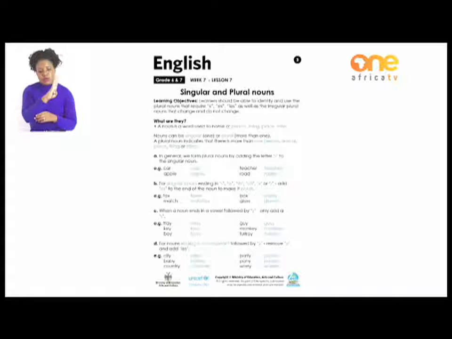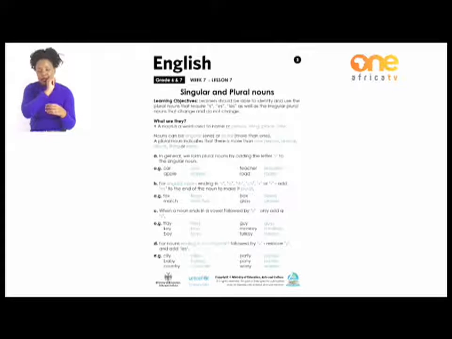When a noun ends in a vowel followed by Y, only add S. For example, 1 tray, 2 trays, 1 key, 2 keys, boy, boys, 1 guy, 3 guys, 1 monkey, 10 monkeys, 1 turkey, 2 turkeys. For nouns ending in a consonant followed by Y, remove Y and add IES.